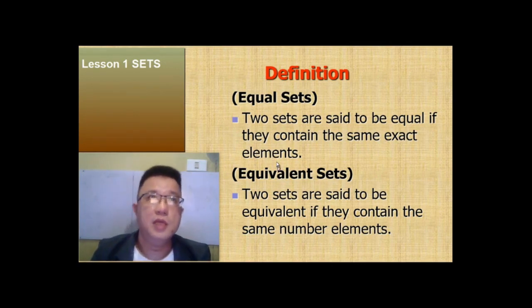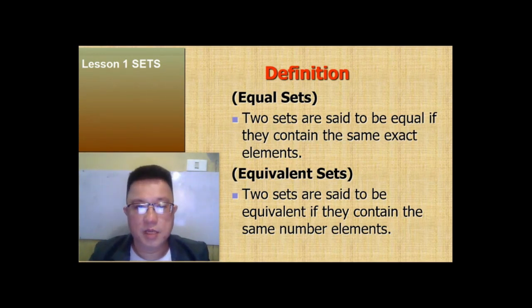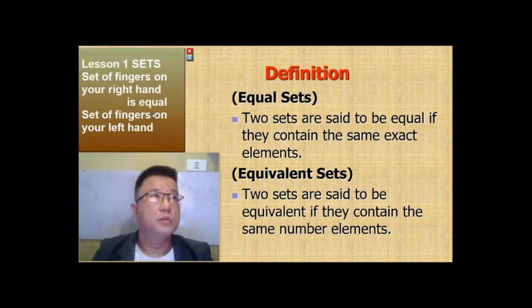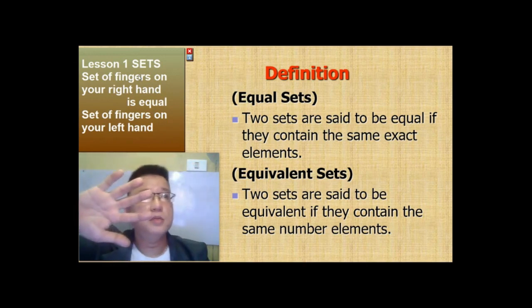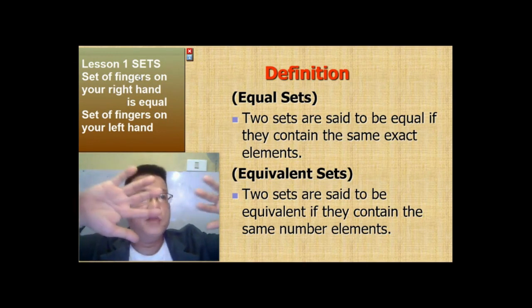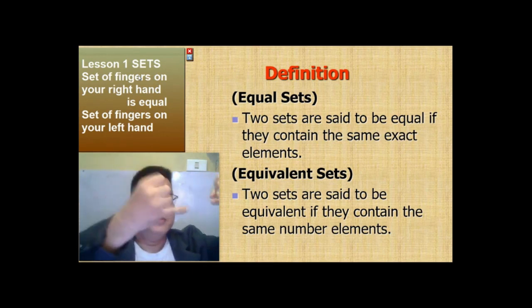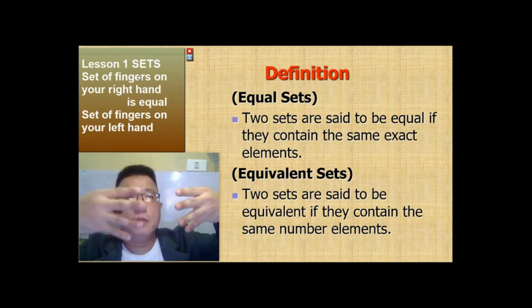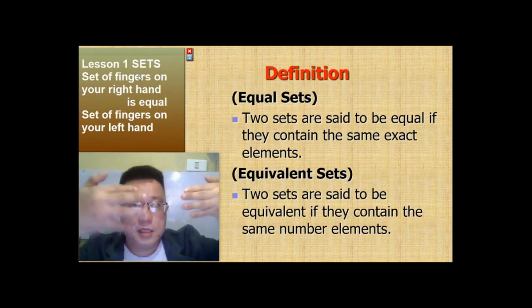More definitions. Equal sets. Two sets are said to be equal if they contain the same exact elements. Let me give you an example. The set of fingers on your right hand is equal to the set of fingers on your left hand. They are equal because they contain the same exact elements: the pinky, ring, middle, index, thumb, exactly the same.